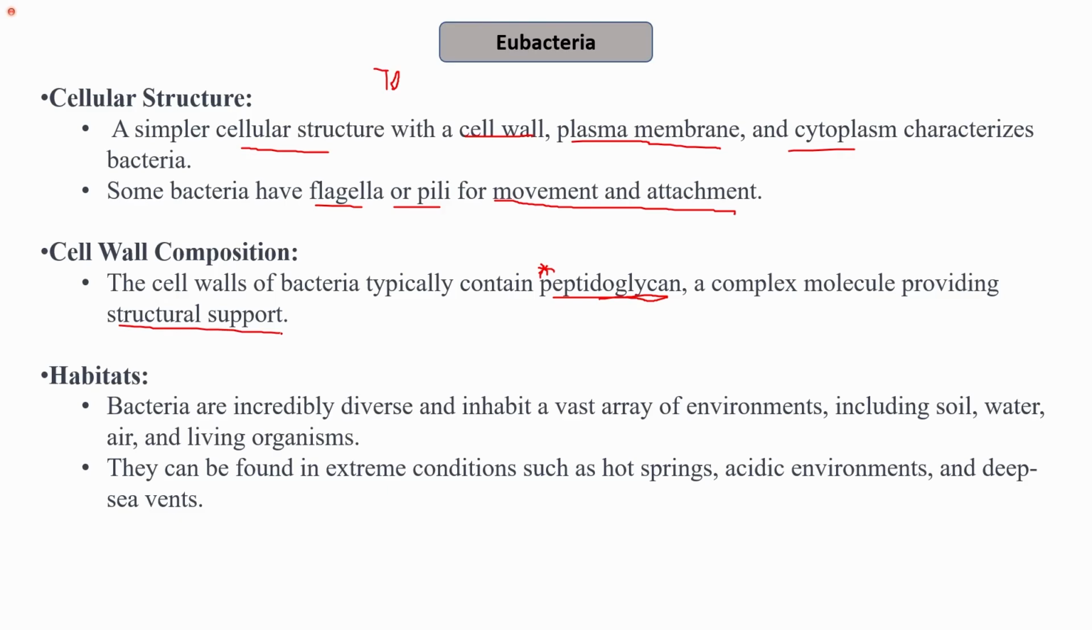Now the bacteria reside in various habitats, and they are incredibly diverse and inhabit a vast area of environments. They may be present in soil, water, air, or inside or on the living organisms, right? Also, they can be found in extreme conditions such as hot springs, acidic environments, deep sea vents, etc. So the habitat of bacteria is huge and diverse. It includes hot springs, acidic environments, soil, water, air, and inside and outside the living organism.